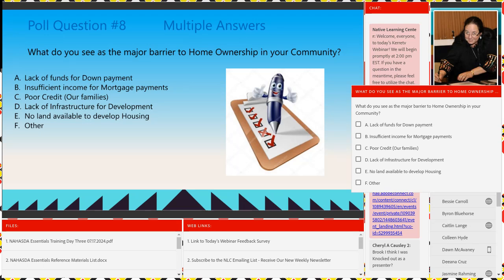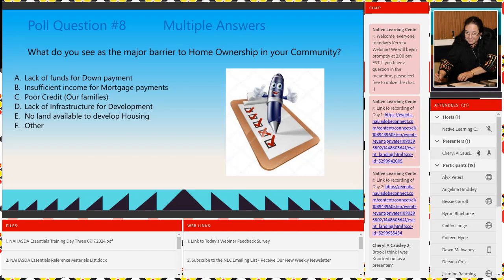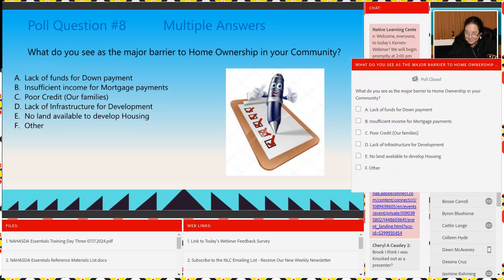Okay, so end the poll, and we have, straight across the board, basically, a lack of funds, insufficient income for mortgage payments, poor credit, lack of infrastructure, no land available, and other.